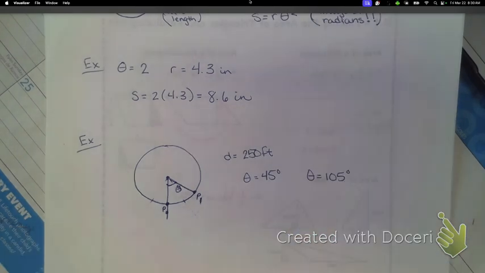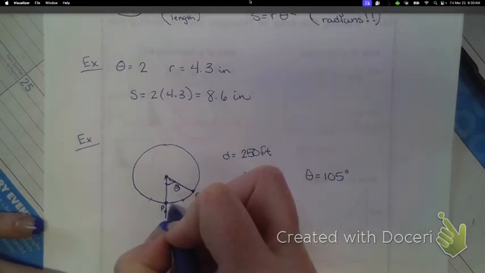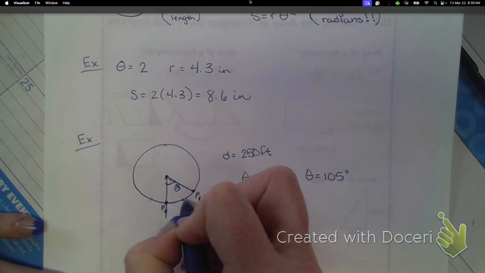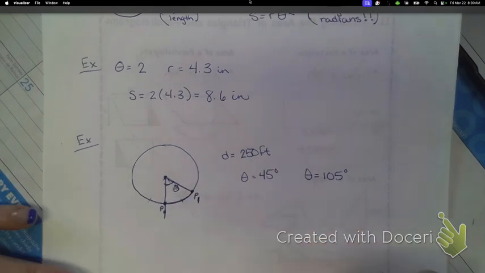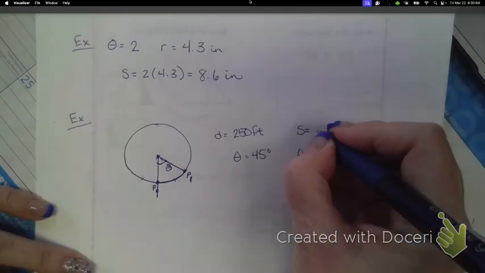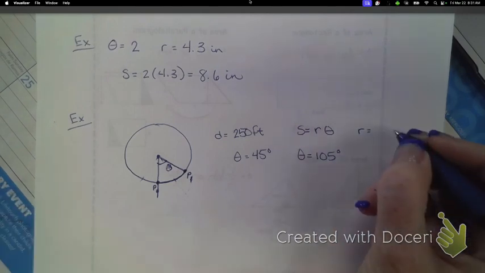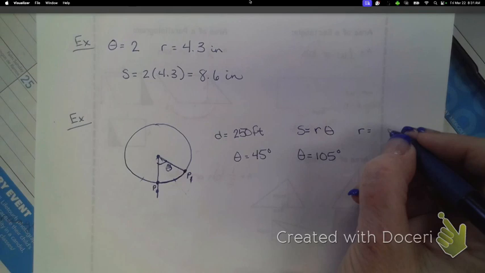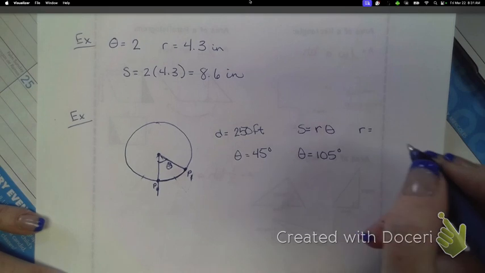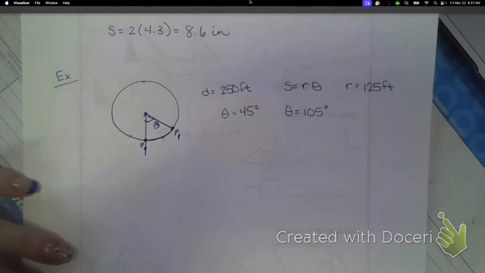So we have two, A and B. If I only go 45 degrees, how far do I travel? What part of the sector am I finding? S. Okay, so S equals what? R theta. So we probably need R, don't we? Which is 125 feet. It's half of our diameter.